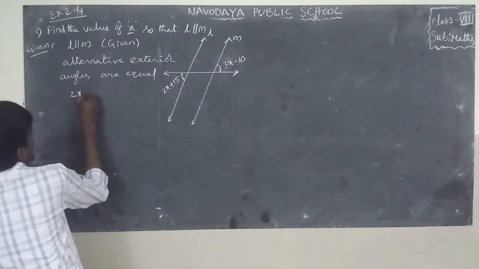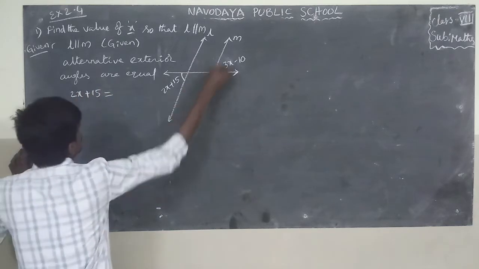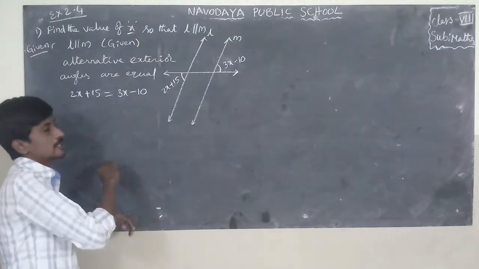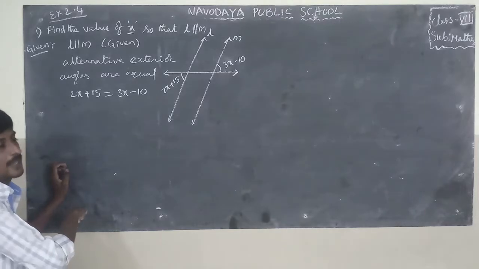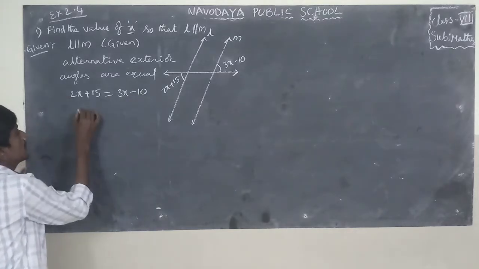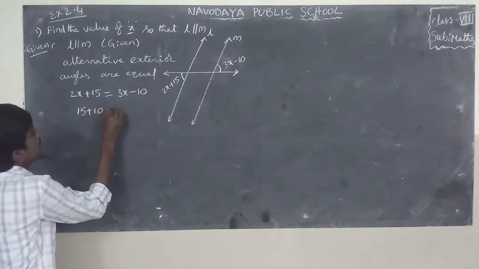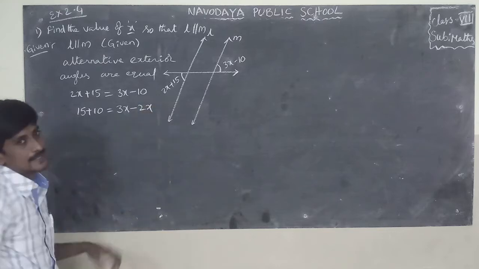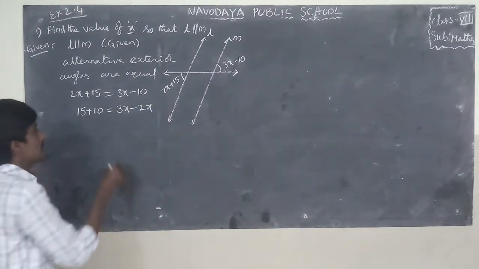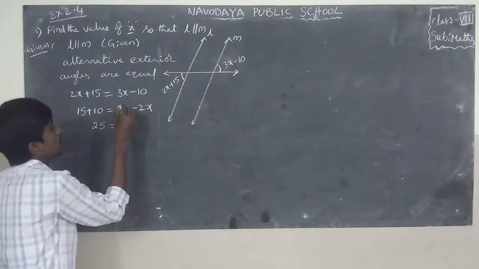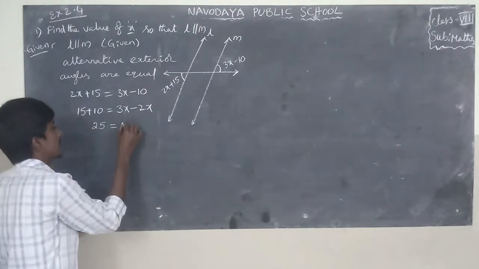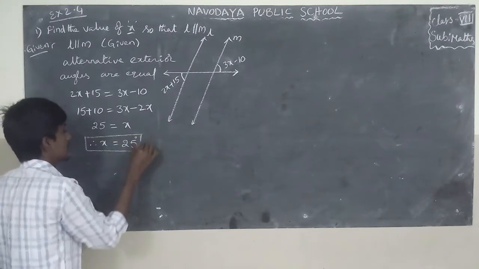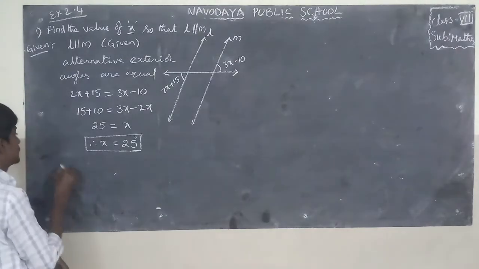So here 2x plus 15 is equal to 3x minus 10 degrees. Variables transpose to one side, constants transpose to the other side. Minus 10 transposes to this side: 15 plus 10 is equal to 3x, and 2x transposes to that side as minus 2x. 15 plus 10, 25, is equal to 3x minus 2x, 1x. Therefore, x equals 25 degrees. That is the first sum.